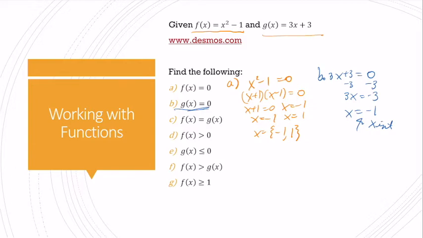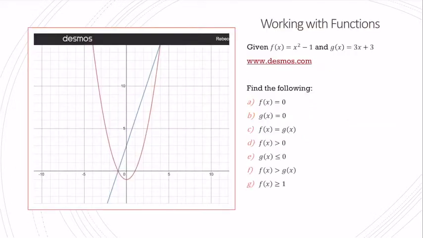So let's go ahead and double check if we were right. So here's a picture. I have f of x equals 0. I can see that it's at 1 and negative 1. g of x equals 0 at negative 1 as well. That's what we found.